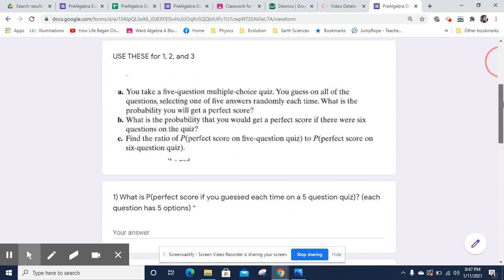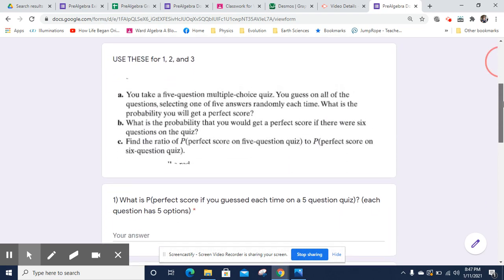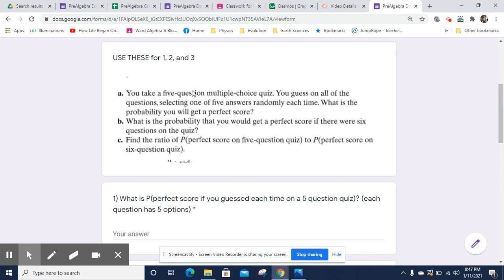PreAlgebra. So here's a little scenario. You take a 5-question multiple choice quiz, and you guess on all the questions, selecting one of 5 answers randomly each time. So there's 5 questions. What is the probability of a perfect score? So you guessed each time on the 5-question quiz. Each question had 5 options. So on each of those options, you had a 1 out of 5 chance.